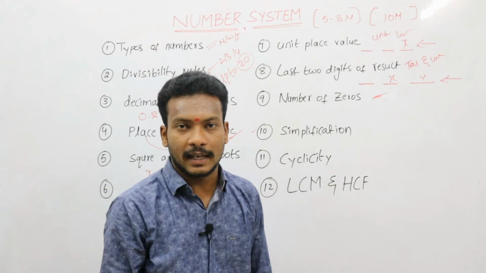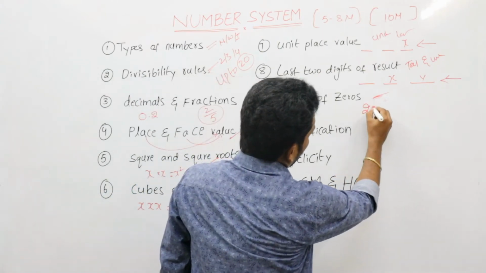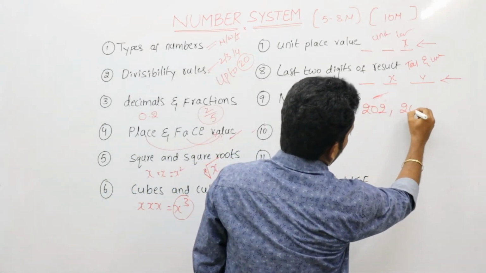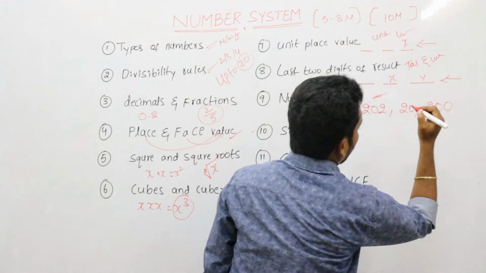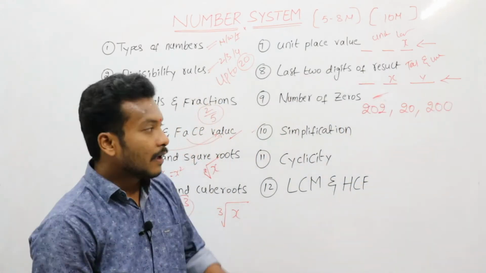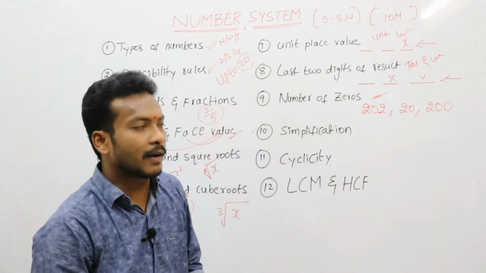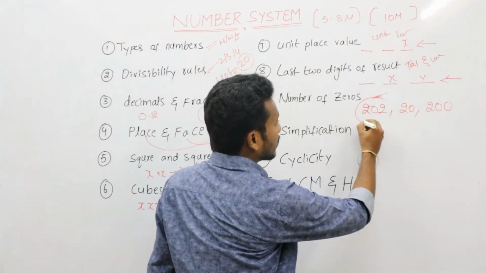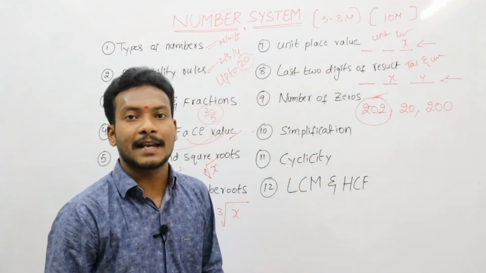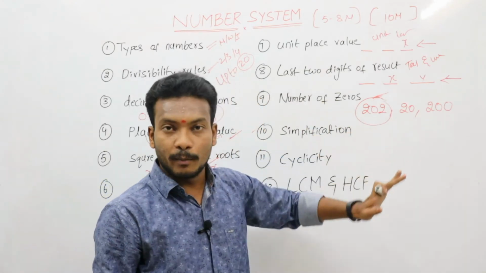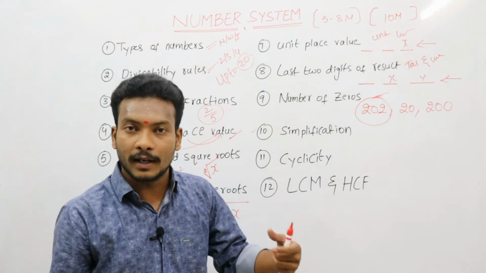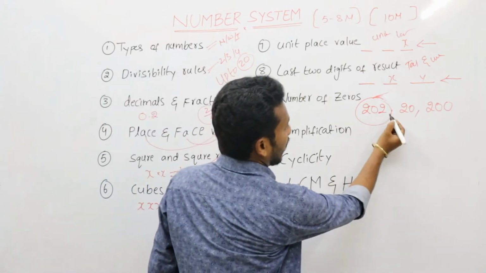Number of zeros. Okay, 202 and 20 and 200. Now three numbers are there. Whenever the question says find the number of zeros, that means there should be zeros at the last. Here it is 10, but it is not counted as a zero for our question. We needed the last zeros.